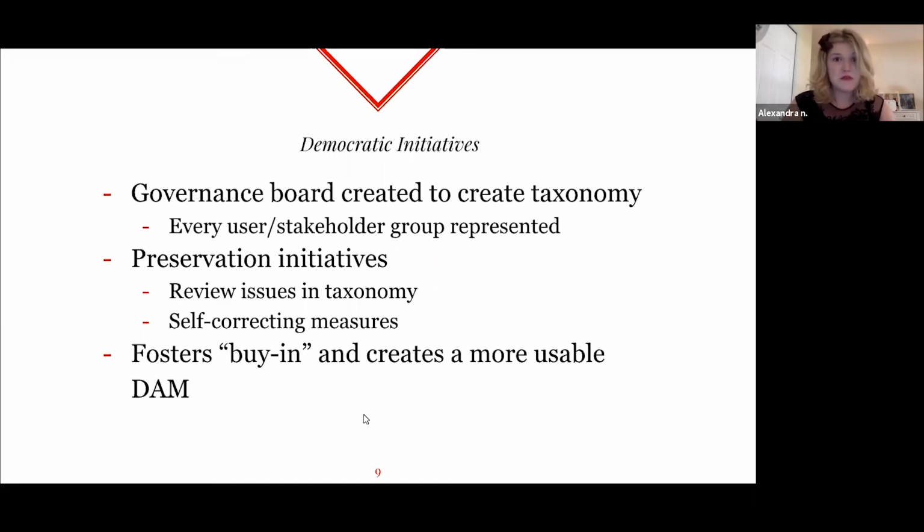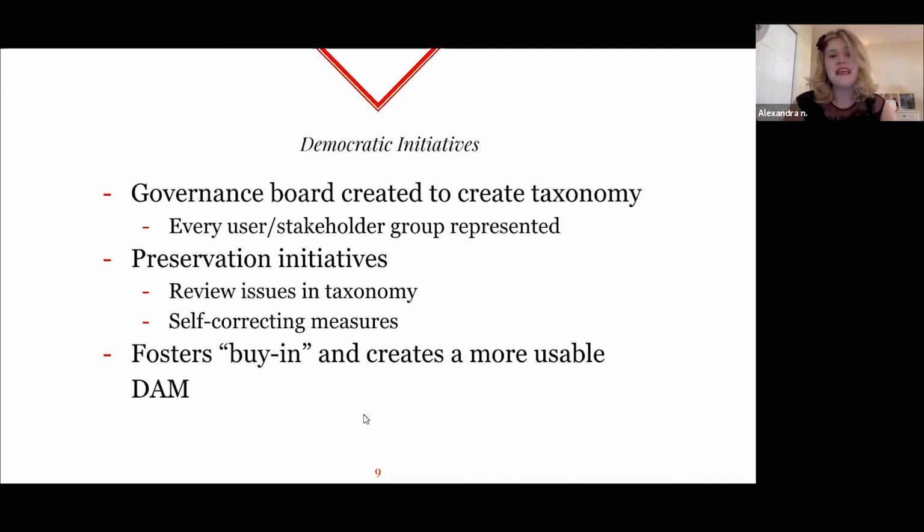Every month or so, they decided to meet, discuss issues on the ground, discuss issues with the taxonomy, as well as the appeal system. There's a system in place for users on the ground to submit appeals. If they don't like a term, if they don't think it's accurate, they're able to submit it and it'll make it to the governance board.